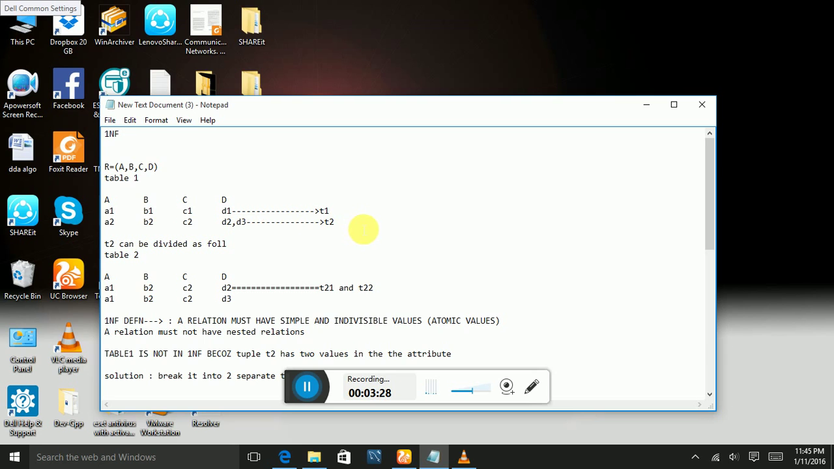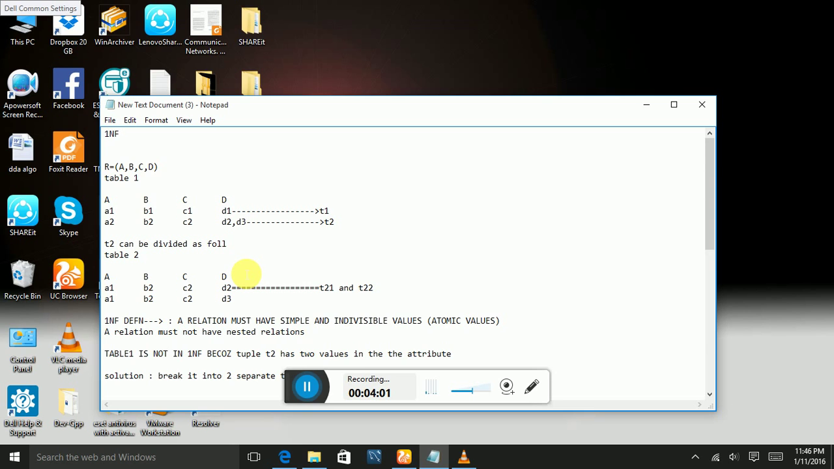You can see that this tuple has D2 as well as D3 in one single line. One tuple contains two values in one attribute. That is not allowed. Instead, I'll make it two different tuples, one for D2 and one for D3. That's the reason I've numbered them T21 and T22, which are sub-tuples of T2. So this is now in 1NF.